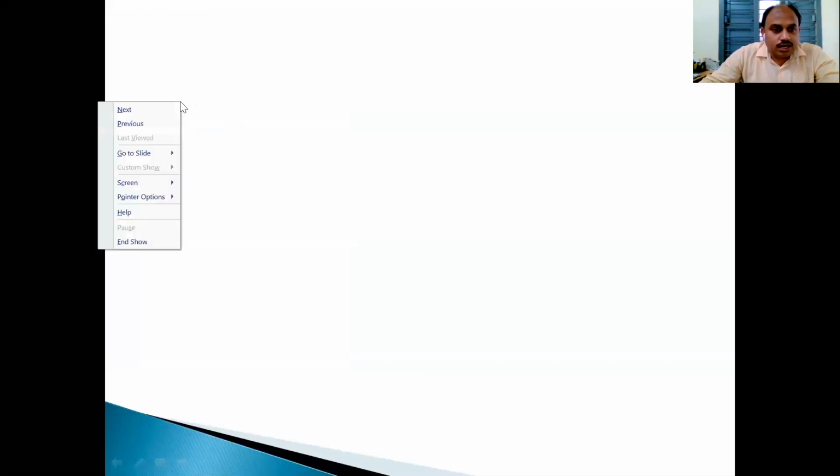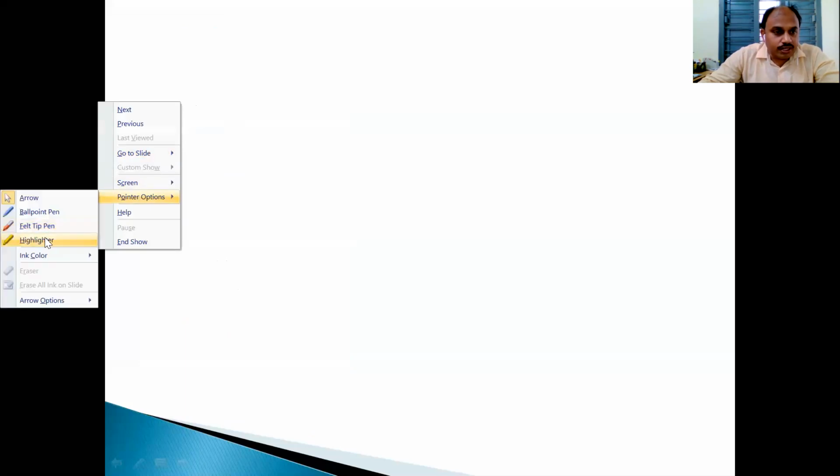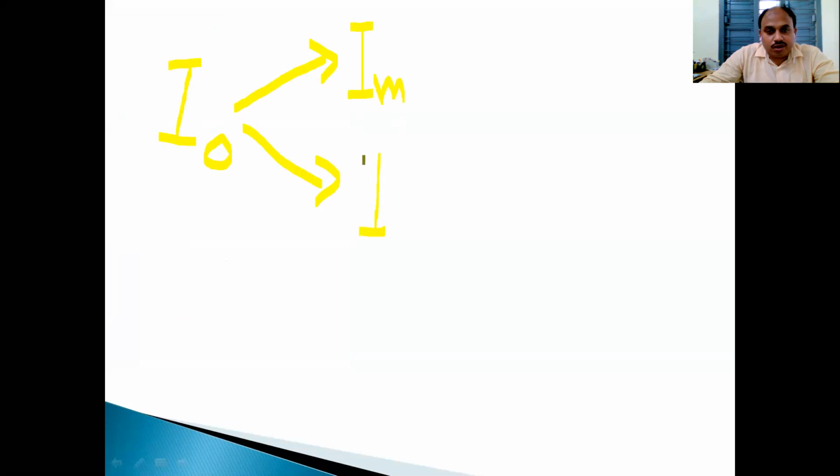Next, the no load current is represented with I naught. No load means the secondary circuit is open. The purpose of the no load current is to establish the working flux. For that, it needs some part of the no load current, which is represented with IM. Next, to meet the no load loss in the transformer, that part is represented with IC. So the total no load current is the sum of the two currents.